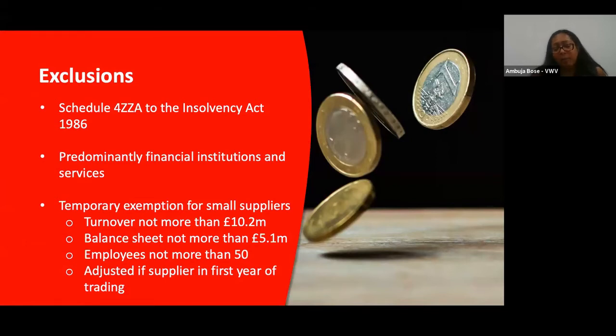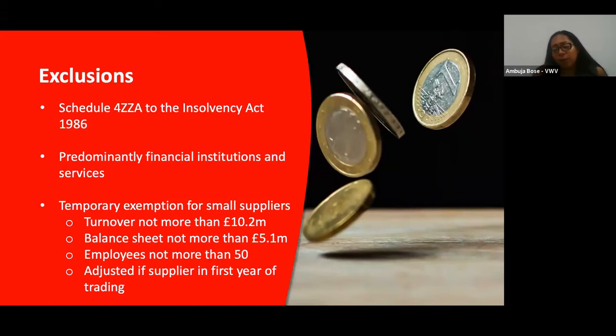That applies predominantly to financial institutions and services provided by financial institutions. Some insurance services are also covered in there. As things stand at the moment, there's also a temporary exemption for small suppliers. So that is suppliers who have a turnover of not more than 10.2 million, balance sheet of not more than 5.1 million, or employees of not more than 50 in number.